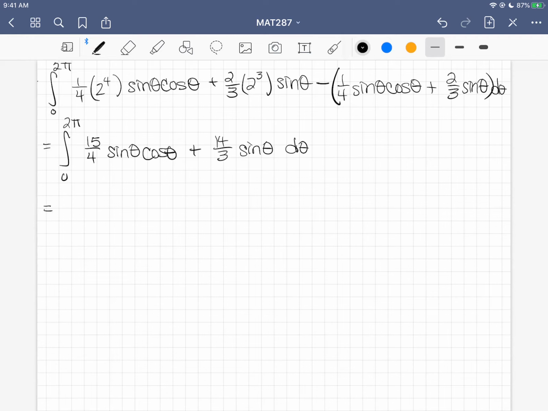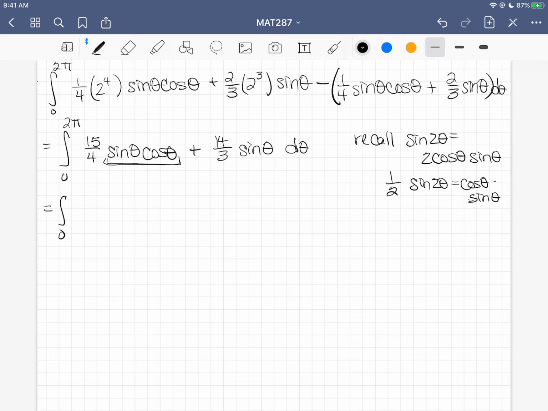Now to integrate here, you can use a u substitution, or you can use the double angle formula. So recall, sine of 2 theta is equal to 2 cosine theta sine theta. So I have a sine theta cosine theta here. If I divide both sides by 2, 1/2 sine 2 theta is cosine theta sine theta. Can't fit it on there. So I'm going to replace that here.